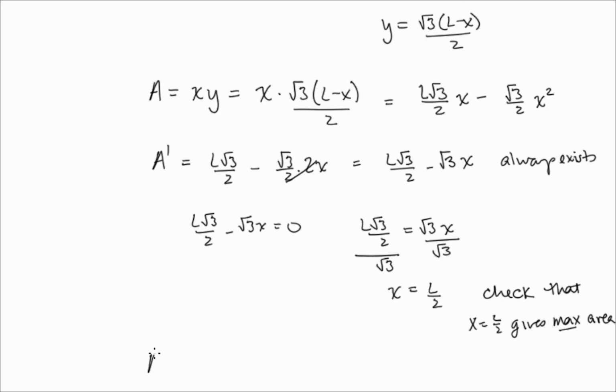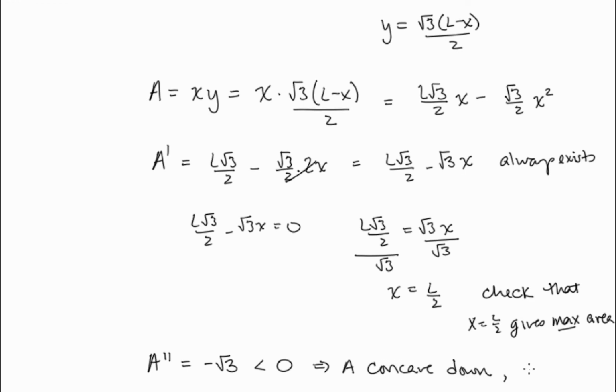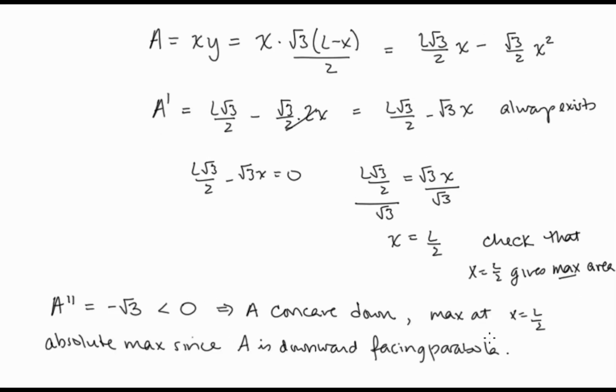So we take A double prime, and that's going to be negative radical 3, which is a constant function that's less than 0, which says that A is concave down. And yes, we do have a maximum at x equals L over 2. And we know that this is an absolute maximum since A is a downward facing parabola. This is our formula for A.